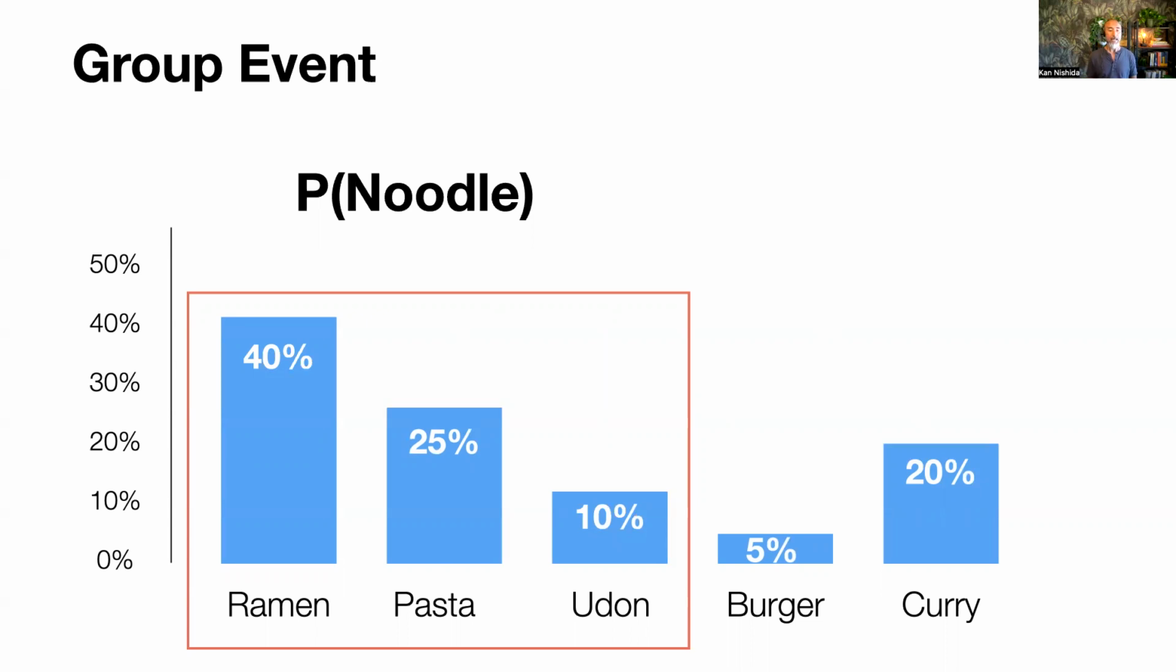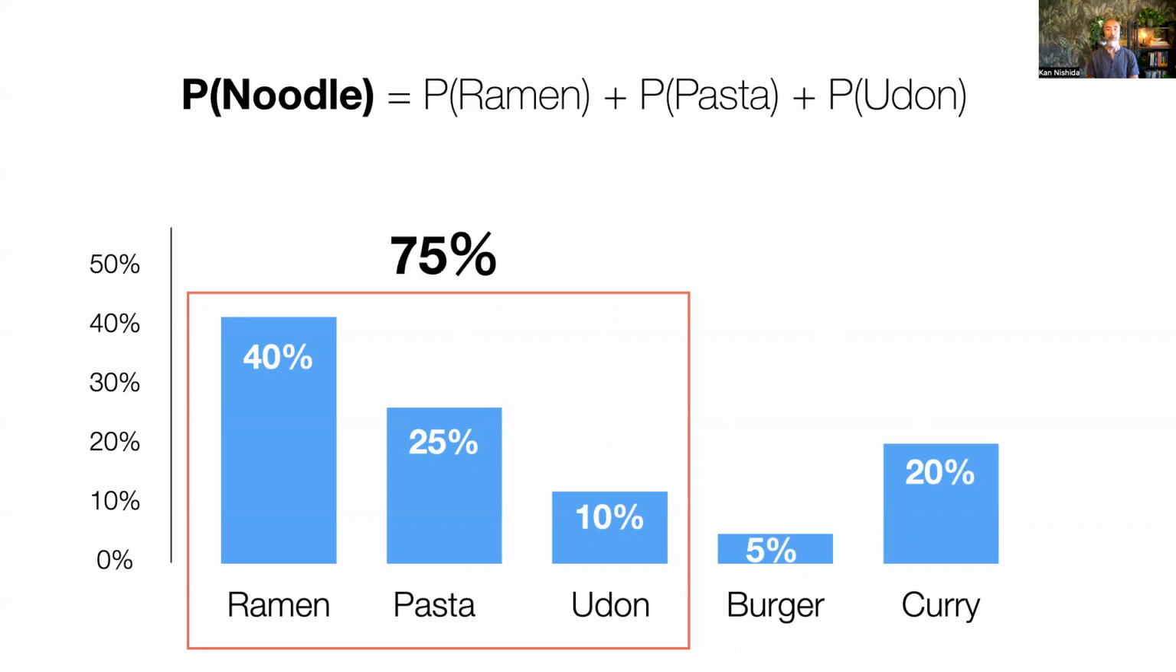So in this case, ramen, pasta, and udon are noodles. And a burger and a curry are not noodles. So what is the percentage of me eating these three? And that's actually pretty simple. All you need to do is just add them up. So P(ramen) plus P(pasta) plus P(udon), which is 40% plus 25% plus 10%, which is 75%.